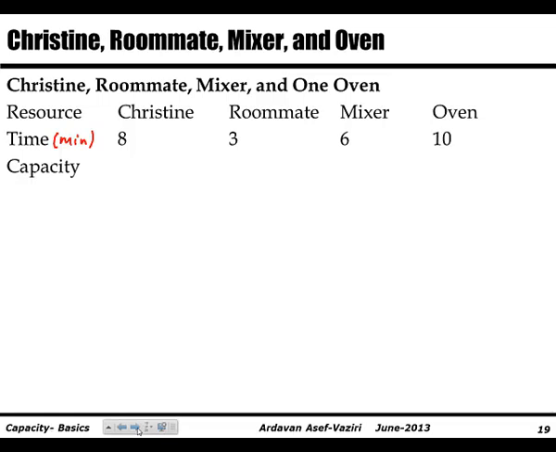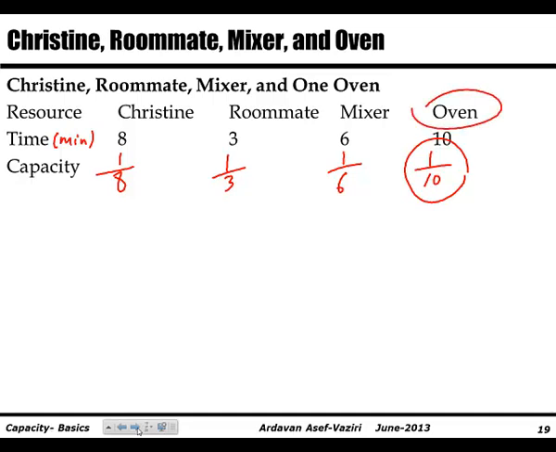So when I talk about capacity, I simply divide 1 by each of these: 1 over 8, 1 over 3, 1 over 6, and 1 over 10. This is the capacity of each of these resources per minute. Out of these 4 numbers, the smallest is 1 over 10. Therefore, the oven is the bottleneck. My capacity is 1 over 10 per minute. In 1 hour, it is 1 over 10 times 60, which is 6 per hour.